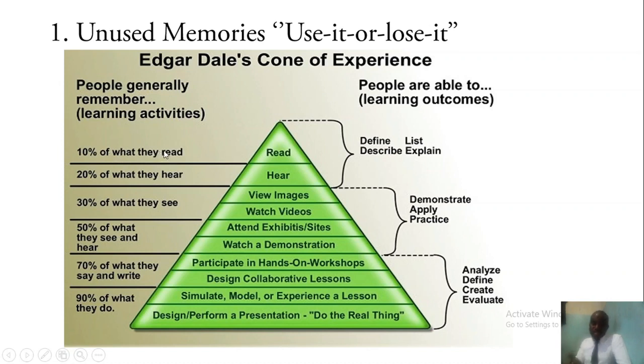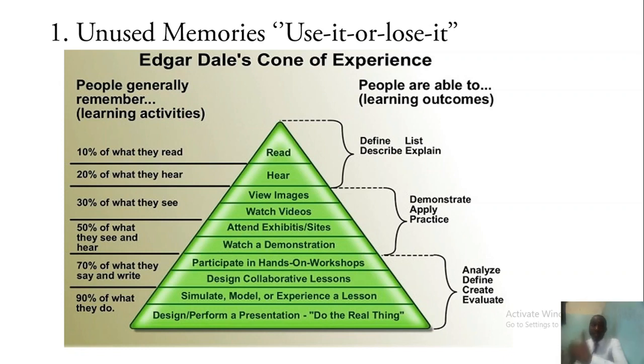10% of what we read. We are able to get 20% of what we hear, 30% of what we see, 50% of what we see and hear, 70% of what we say and write, and then 90% of what we do. So it's very simple. When you do it, it means you will be able to retain 90% of the whole thing. That means that we need to be people that are doing and not much of reading.